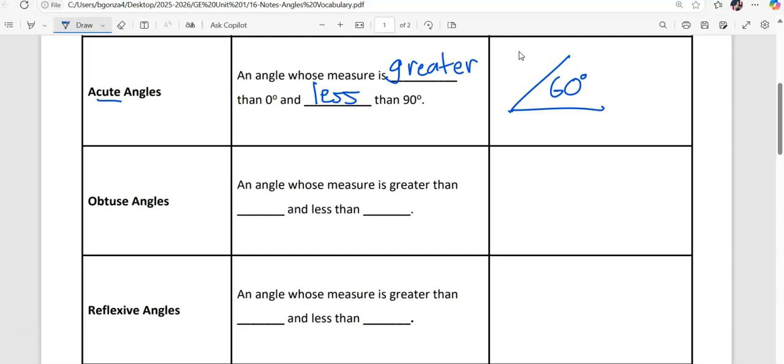obtuse, right? I used to have a funny Family Guy clip I'd show y'all. Y'all want to see it? Yeah.